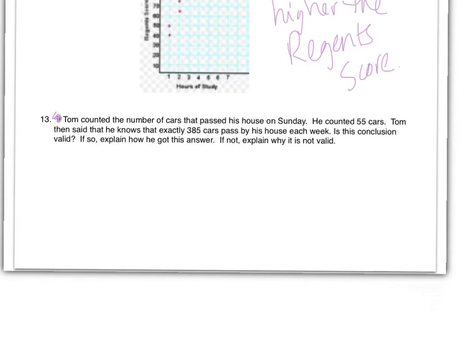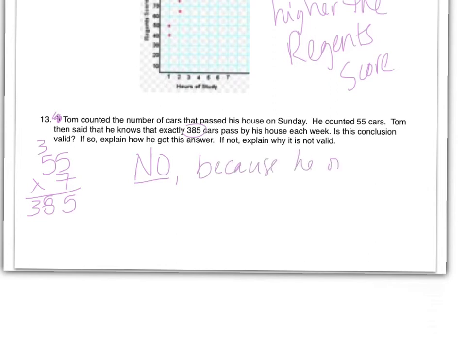Well, first of all, just how did he come up with 385? So there's 7 days in a week, so I think they did 55 times 7. And that's where he got 385, because Tom's assuming that the same exact number of cars is going to go by each week. So, do I think it's valid? I'm going to go ahead and say no, because he only counted on one day.